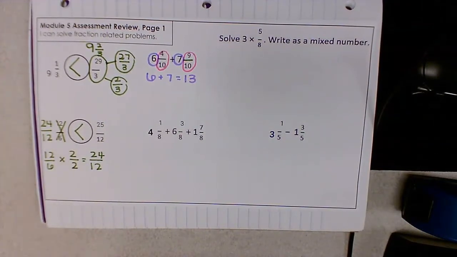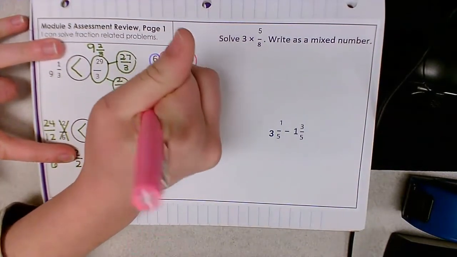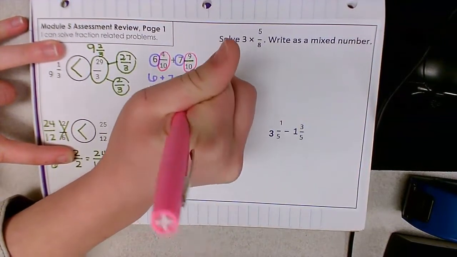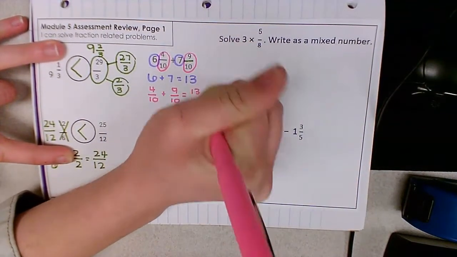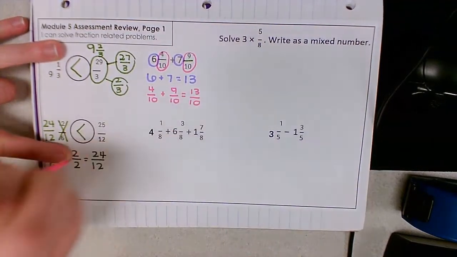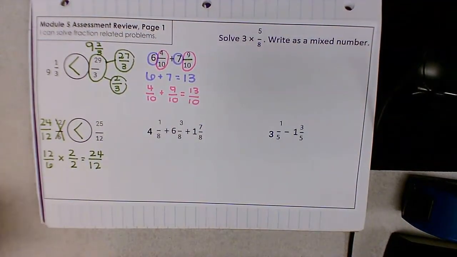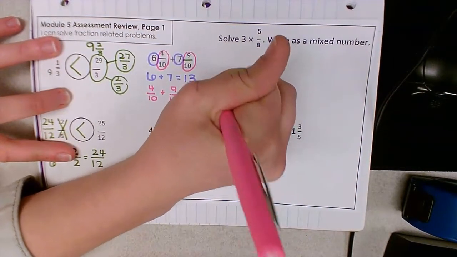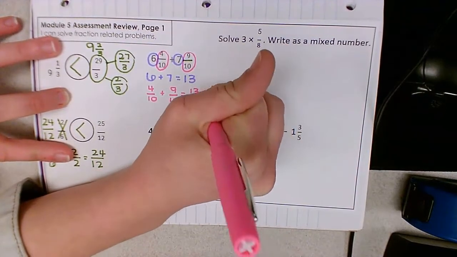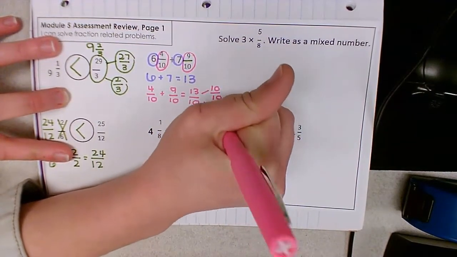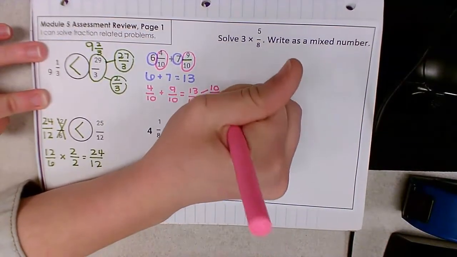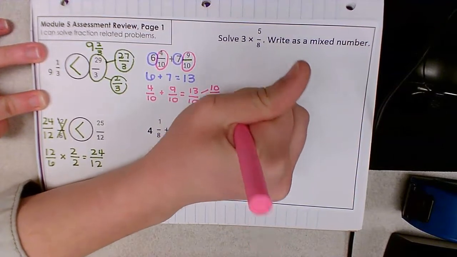Now we'll add together those fractions. 4/10 plus 9/10. 4/10 plus 9/10 gives us a total of 13/10. I know that 13/10 is greater than 1 whole, so let's change that to a mixed number. I can pull out 10/10, 1 whole, and 3 more tenths. So I'm going to rename that as 1 and 3/10.